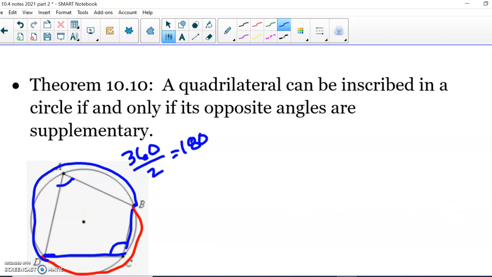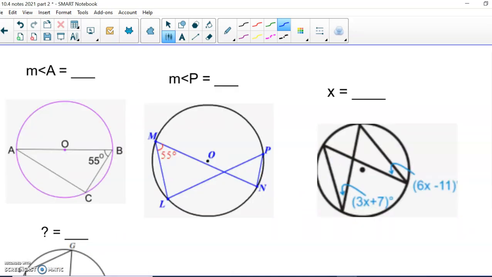Let's go ahead and practice. First one uses the fact that we have an angle inscribed in a semicircle. The endpoints are the diameter. So I'm going to automatically assume that angle C is a 90-degree angle. We know all triangles have 180. So if we take 90 plus 55, and we subtract that from 180, you can see that our missing angle is 35 degrees.